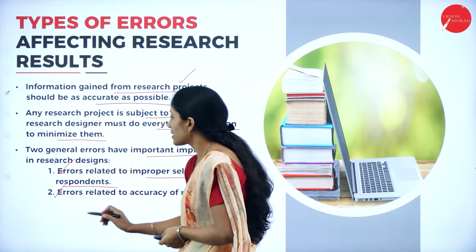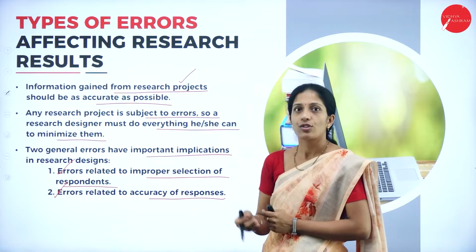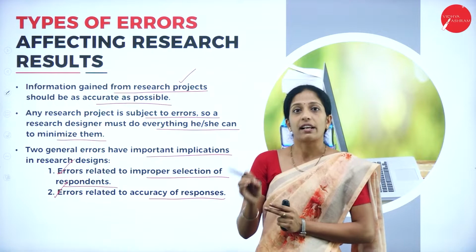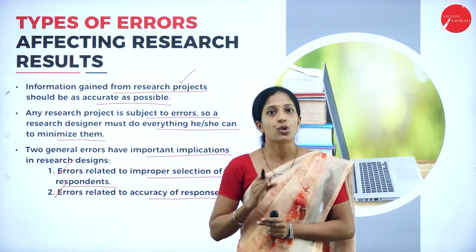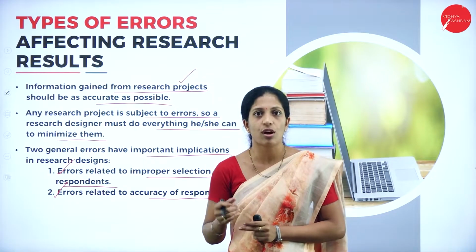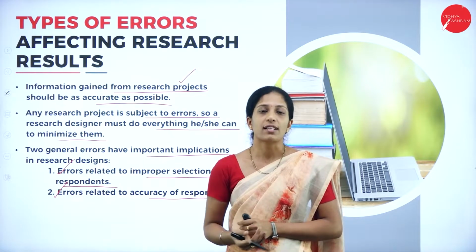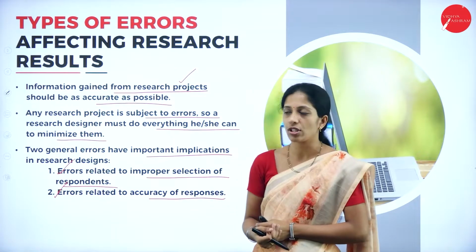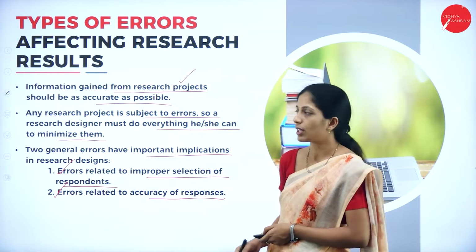And the next one is errors related to the accuracy of responses. Even if we select the right respondent, whatever information they give us, we cannot tell that it is 100% accurate. There may be chances of wrong information also. In that situation also, it affects the accuracy of the research report. So let us see what are the errors which come under these 2 types.